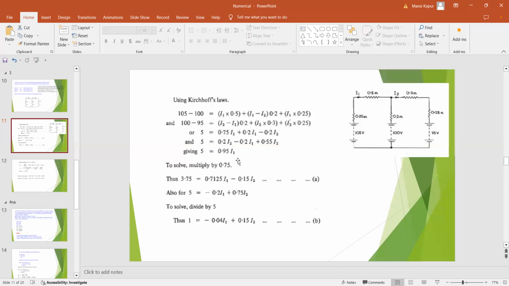Now multiply equation number 1 with the second equation, please repeat one more time. Minus 0.2 I1 plus 0.75 I2 equal to 5.